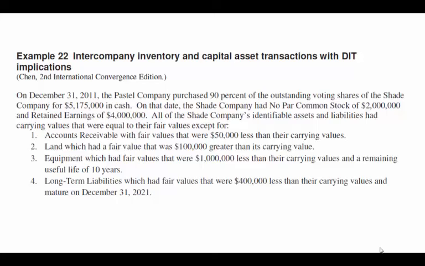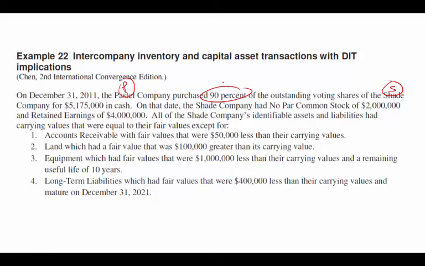So let's get started. On December 31st, 2011, the Pastel Company purchased 90% of the outstanding voting shares of the Shade Company for $5,175,000 in cash. So just from this first sentence, we already know that Pastel is parent, Shade is sub, and Pastel has purchased 90% of Shade. So they control the sub.